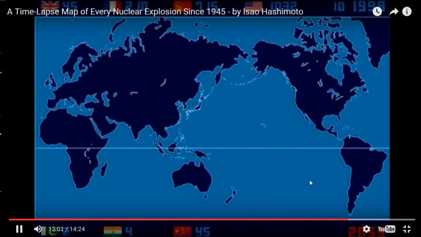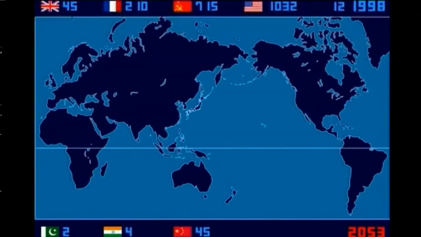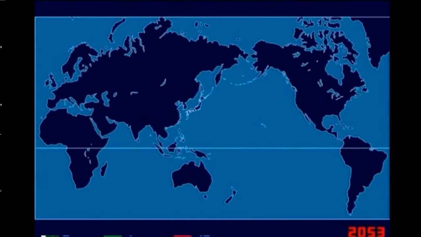And in 1998, when this stops, things kind of slow down because technology was getting to a point where we could test these bombs in computers, and there was a disarmament. So the United States and the Soviets decided to get rid of some of their bombs. So that was Pakistan. They detonated a few, and then India detonated 4. So this is just kind of going through each country. China detonated 45 in total.